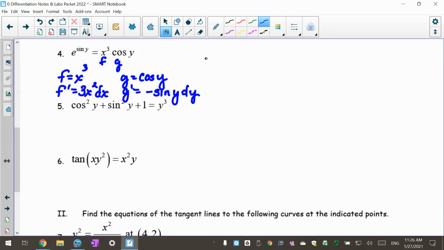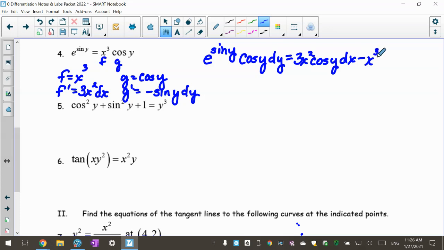So the derivative of the left is, I'm going to rewrite, don't touch the baby, e to the sine y, times the derivative of the top, which is going to be cosine of y. And it's dy because it's the derivative with respect to y, so that's the left. The right is going to be the product rule, so I'm going to do f prime g. So I got 3x squared cosine y dx plus f g prime, so it turns negative, x cubed sine y dy. So I have all the terms that I need here.